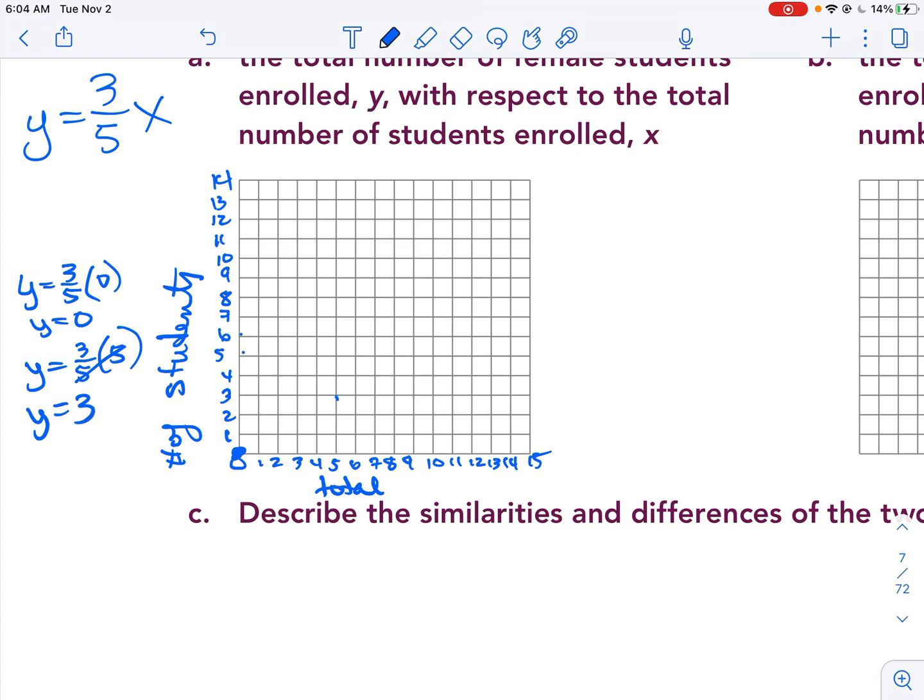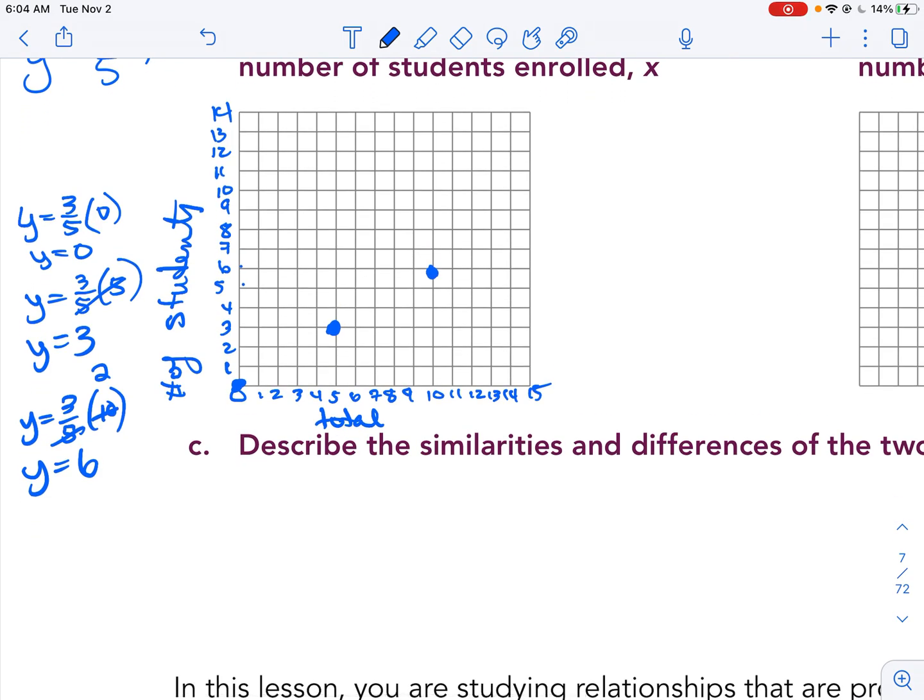So 5, 3 would go here. If I was to pick 10 total students, 5 goes into 10 twice, so y equals 6. So if I go 10, I go up to 6. And if I pick 15, 5 goes in 3 times, so y equals 9. So 15 gets me 9.